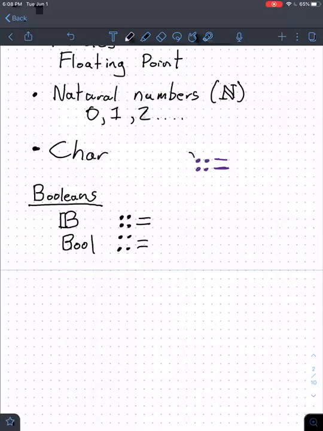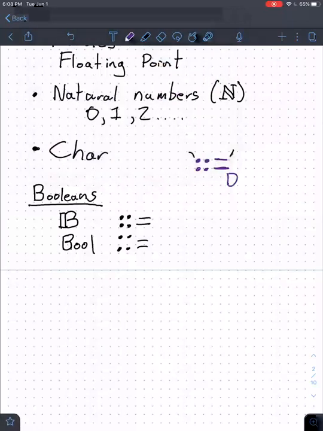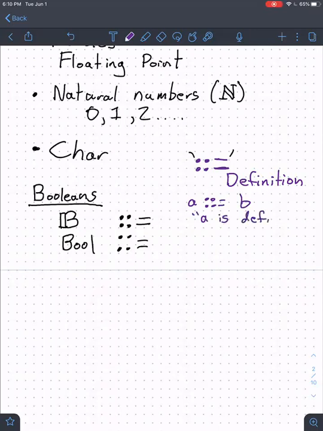And this is, ironically, the kind of definition of something new, right? So I'm saying that bools are defined as. So if I had A double colon equals B, A is defined as B. Okay.